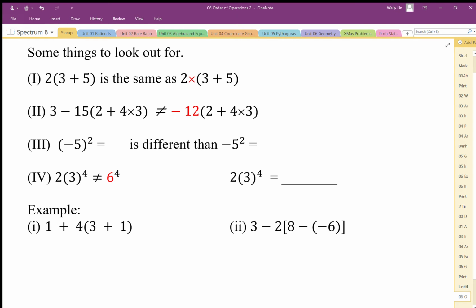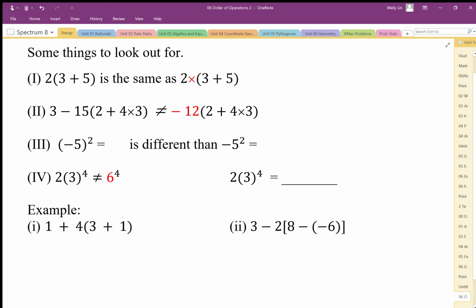So some things to be wary about when we're doing BEDMAS. If there is no operation in between the brackets and the numbers, what's implied is multiplication. Okay, so that's always the default operator when we look at calculations here. So if there's no operation, the default operation is times.